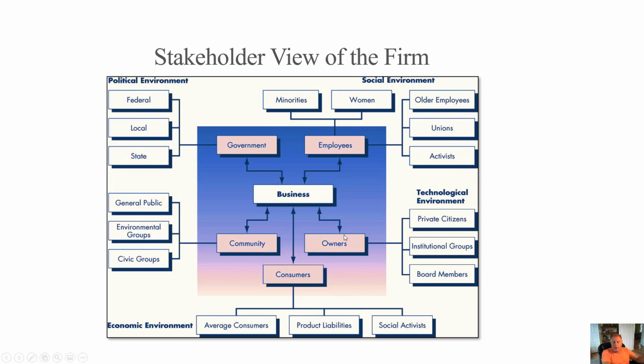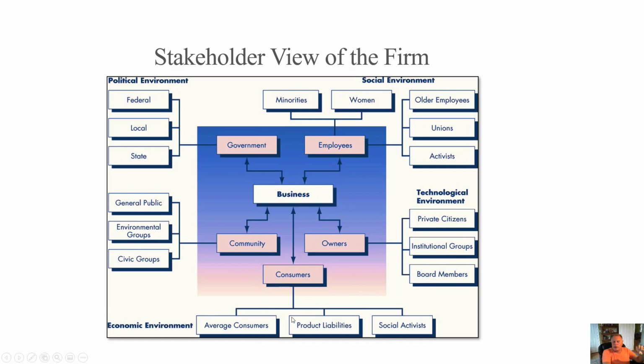We look at the owners, and there are different types of owners: private citizens, you and I, institutional groups, board members, all with a slightly different interest. We look at consumers. You have the average consumer, but then you have social activists who say your product is not safe, and then there are product liabilities: a liability for a product you may have made unsafe, whether that be Roundup, cigarettes, or the warning on your McDonald's cup that the product may be hot. These are product liabilities.